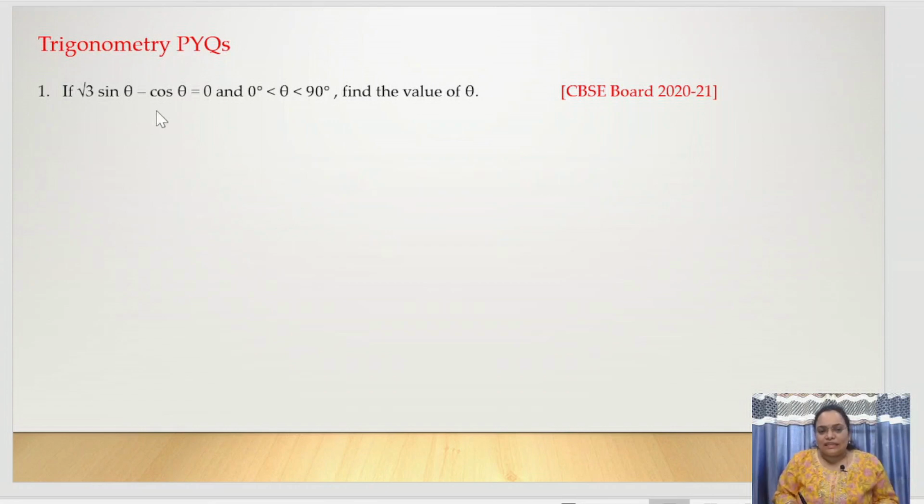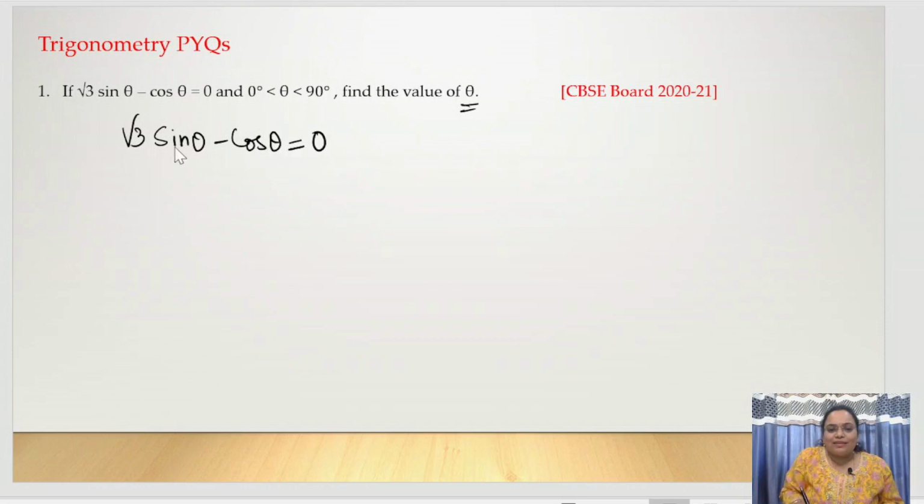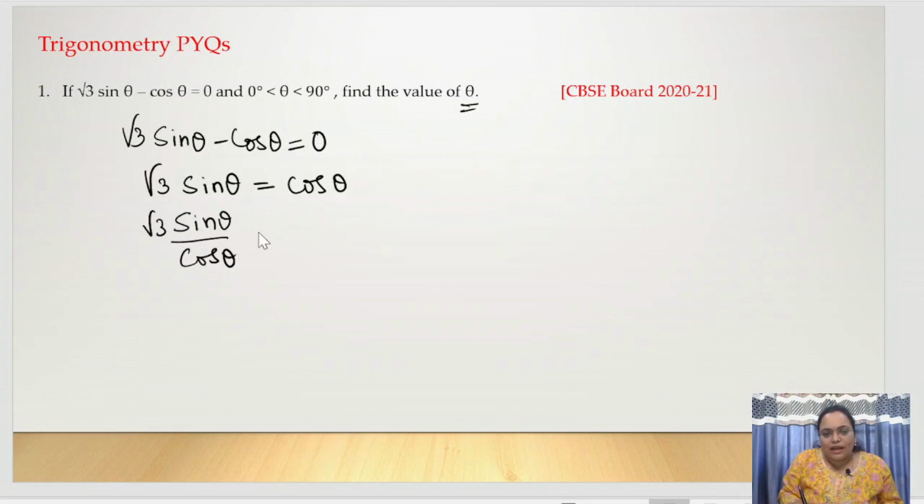If root 3 sin theta minus cos theta is equal to 0, then find the value of theta. So what is given? Given is root 3 sin theta minus cos theta is equal to 0. See here, I can write it as root 3 sin theta is equal to cos theta. I'm just sending this cos theta to RHS. Root 3 sin theta by cos theta. I'm just getting this cos theta to LHS. This will be 1.